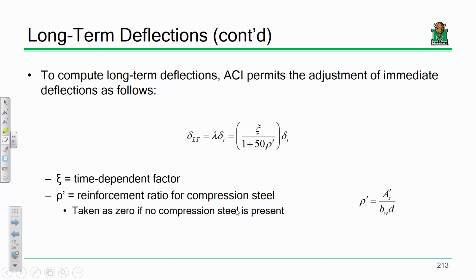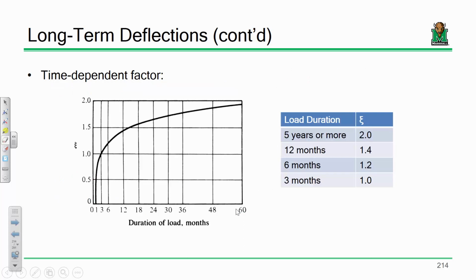Everybody good? Okay. Now how do you get this factor? It's basically off of this chart. This comes straight out of the ACI code. I've got a few interpolated values here. We typically look this up, and we look up our value and report it to the nearest tenth.